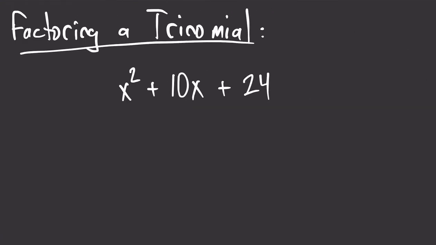All right, so what is a trinomial? A trinomial simply means three terms. So in this case, we have x squared plus 10x plus 24. Well, if a trinomial is to factor and there's no GCF, our only option is going to be two binomials. Simply means two sets of parentheses, two terms in each one.